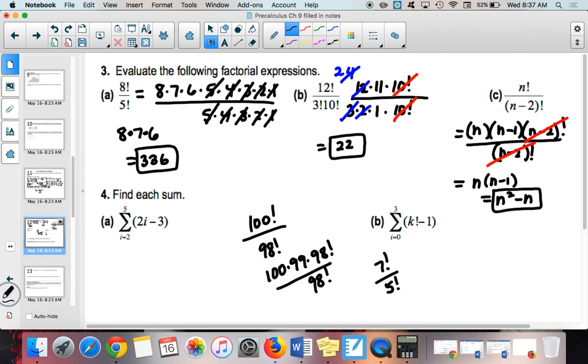So let's see if that works. On this 100 example, I said, oh, my 98s are going to cancel. I have 100 times 99. That ends up being 9,900. If you plug in 100 for n, you get n squared minus n. 100 squared is 10,000 minus 100. Did you get 9,900? Yeah. Does that make sense? Even with 7, you would have 7 times 6 left. Well, that's 42. Is that 7 squared, which is 49, minus 7? Yeah, it works out. Does that make sense?